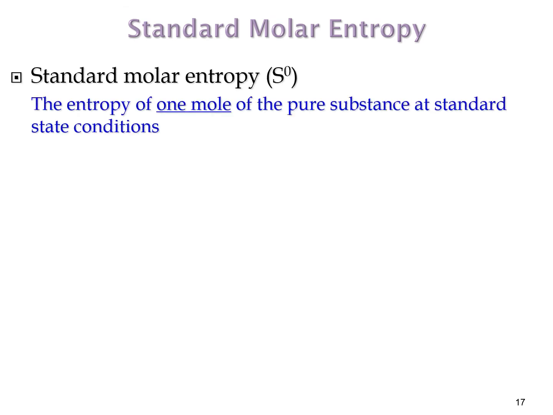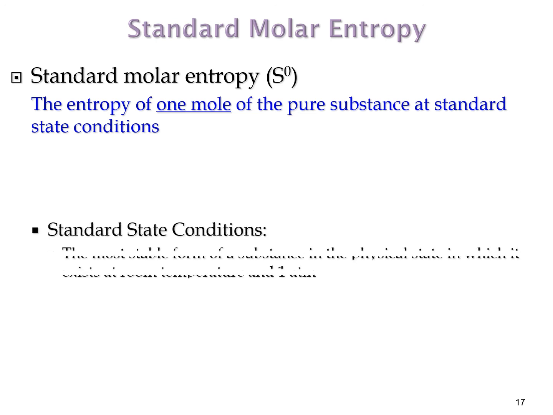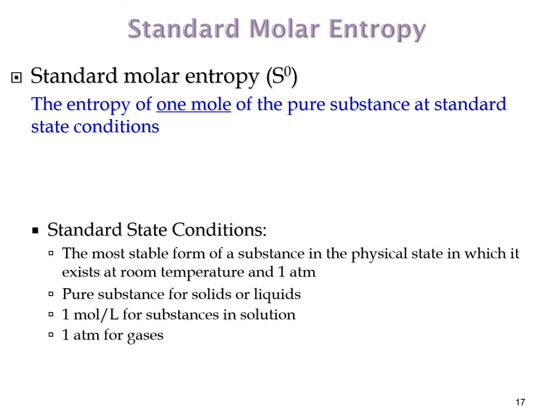Now we're going to talk about the standard molar entropy. The definition here is the entropy of 1 mole of a pure substance at standard state condition. So what is the standard state condition? I'd like to jog your memory a little bit. That state includes the most stable form of substance in the physical state in which it exists in the room temperature at 1 atm. Of course, there must be pure substance for solid or the liquid. If we talk about solution, that is going to be 1 molar, and for gas, that's going to be 1 atm.